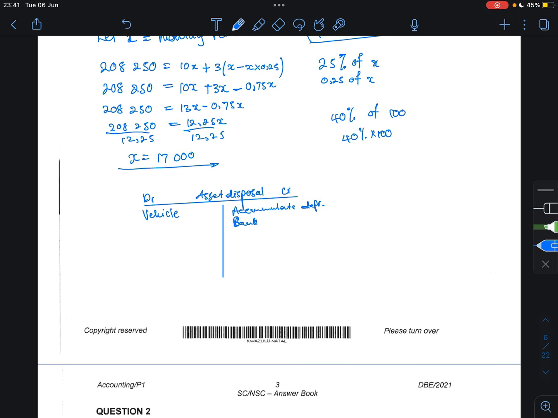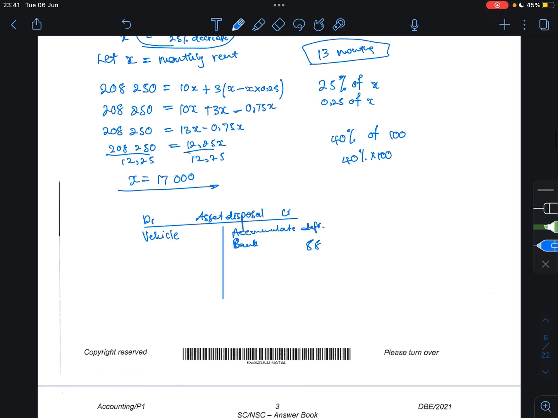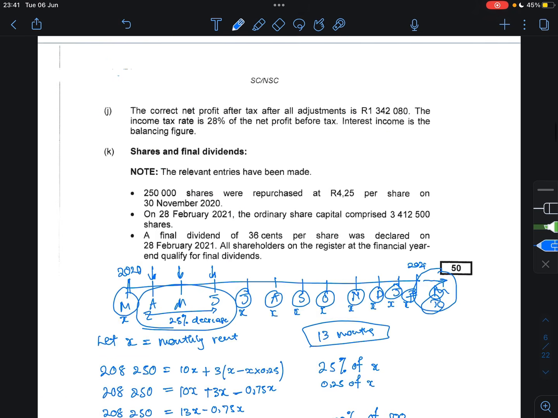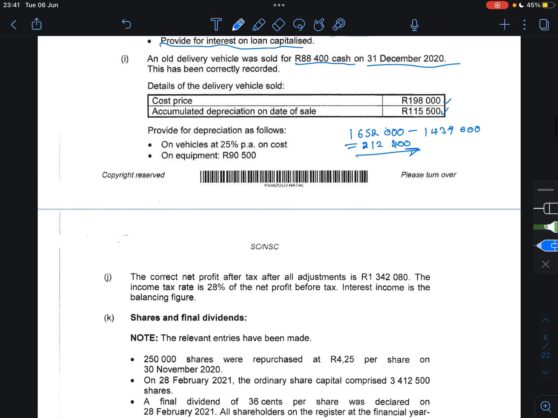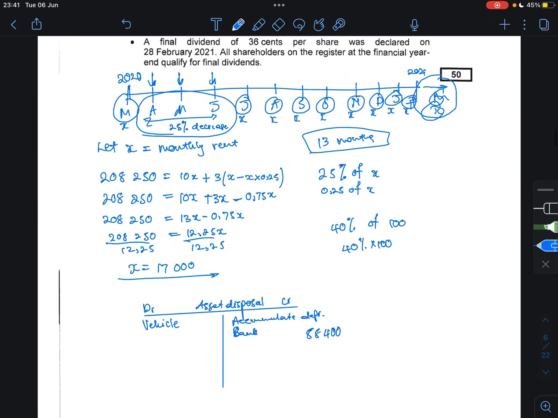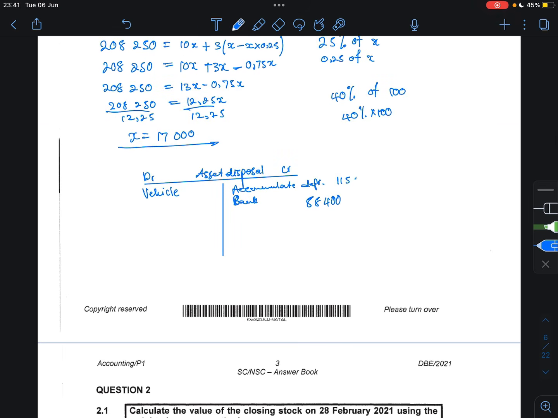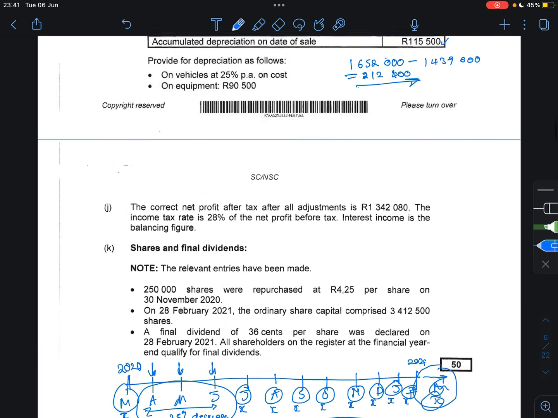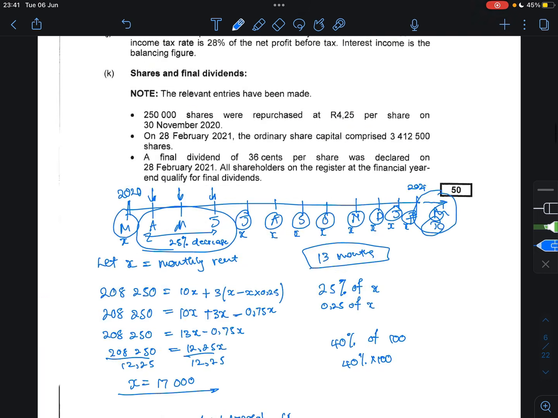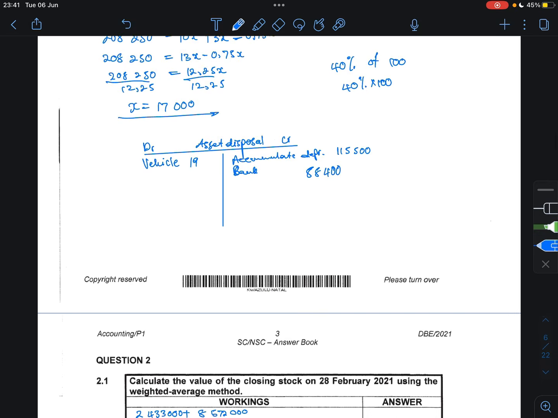And then we sold for 88,400 given the information, and then our accumulated depreciation is 115,500, and then the cost price for the vehicle is 198,100. Now from here you can calculate either your profit or your loss. Check which of the two sides is greater. So we can simply see that your credit side is greater than your debit side.